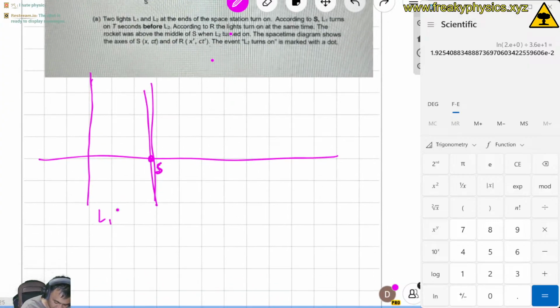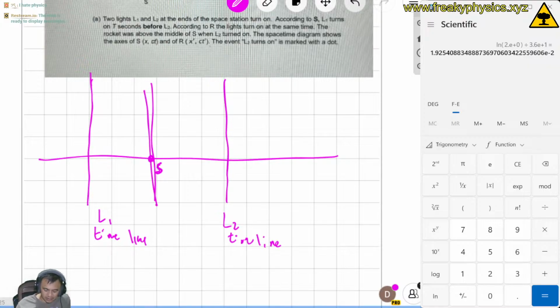And then similarly, we'll do an L2 timeline here, right? And we also know, let's not even do the spaceship for now. We know that L2 happens after L1. So something like that. These points represent the times. We don't really know where the times exactly are, but it's going to be like that, right?